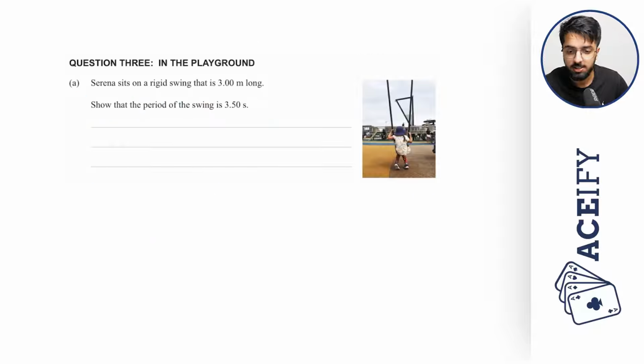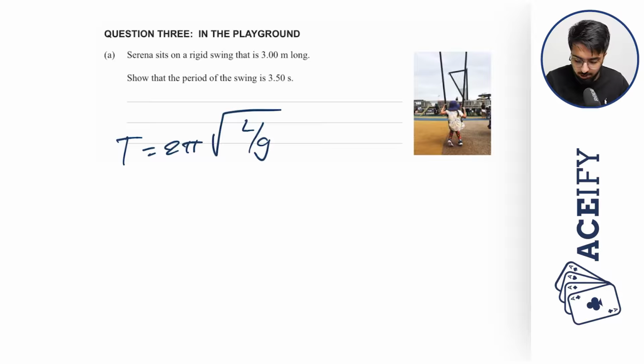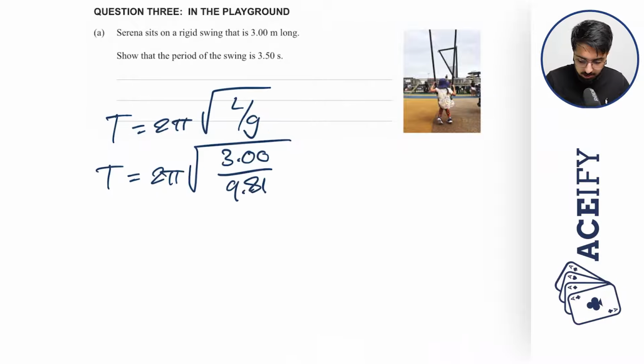Serena sits on a rigid swing that is 3 meters long. Show that the period of the swing is 3.5 seconds. So we know the equation where our period is equal to 2 pi square root L over g. We are given all our values, so we can simply plug that in: 2 pi square root of our length, which is 3 meters, all over 9.81. And this gives a period of 3.47, which is indeed roughly equal to 3.5 seconds.